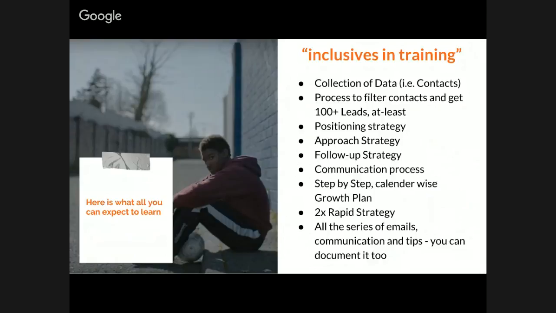And the complete communication process, step by step, calendar-wise growth plan, 2 times rapid strategy, all the series of emails, communications, and tips. You can document it too. I mean, what you should write in your first mail, what you should write in the second mail, how you should open everything, the content of the email and everything. But yes, I prefer you not to copy the complete communication flow, to tweak it a little bit and then do the implementation.